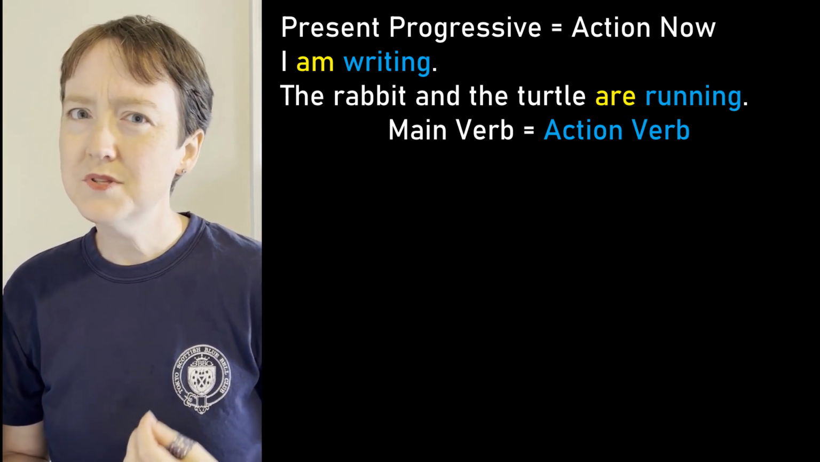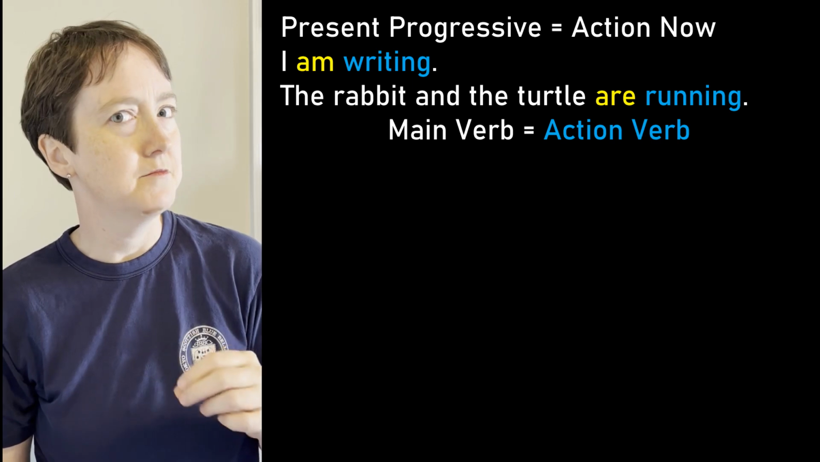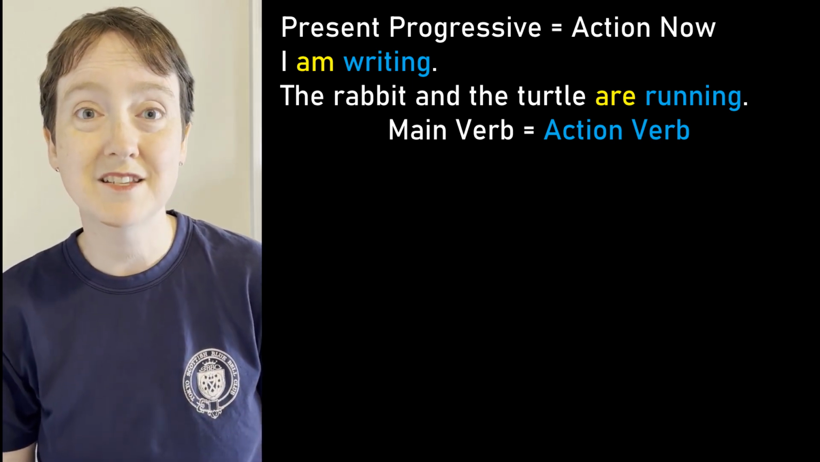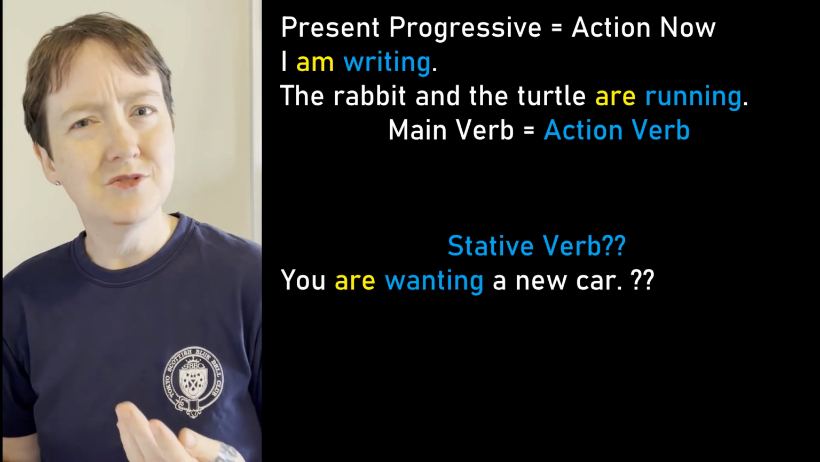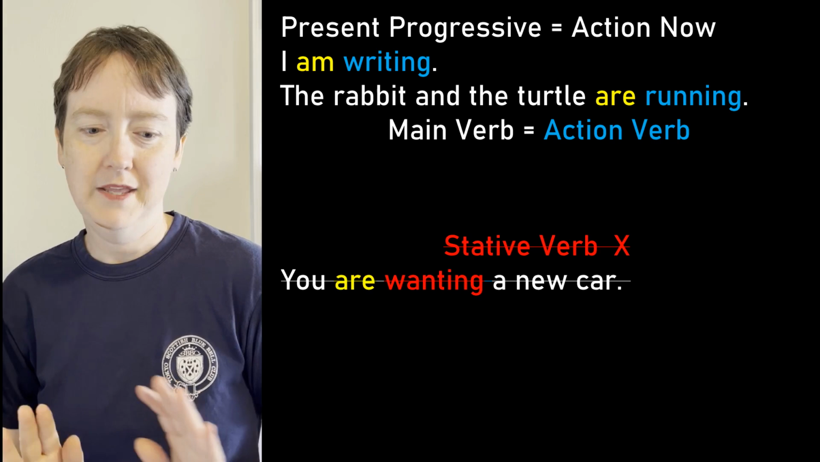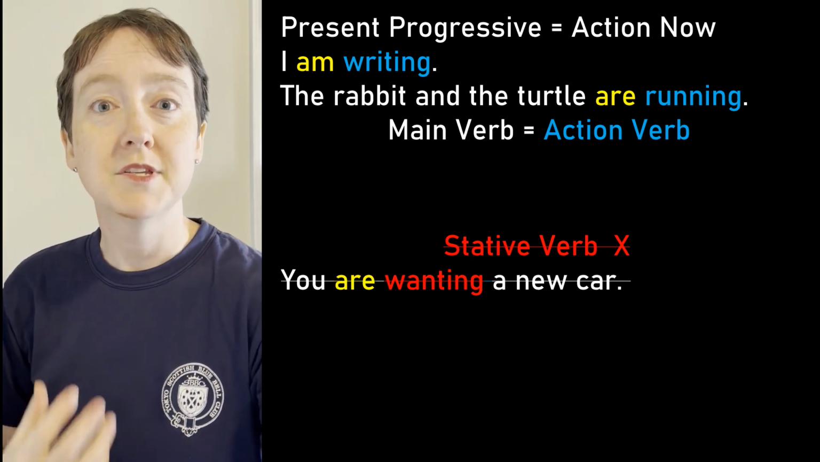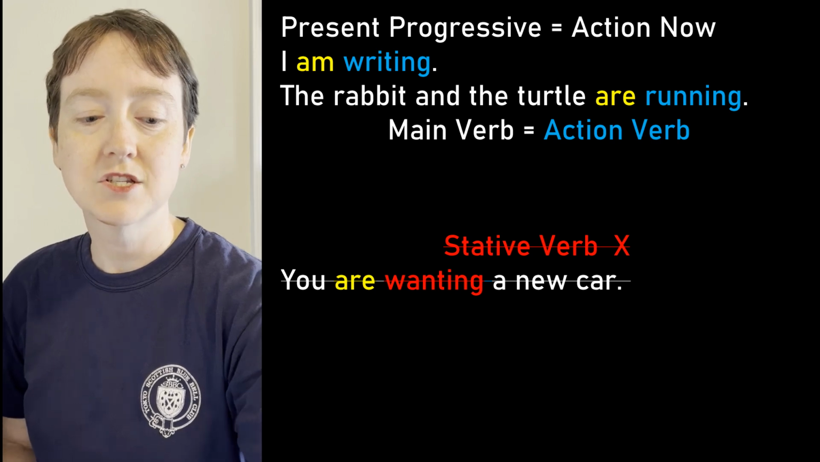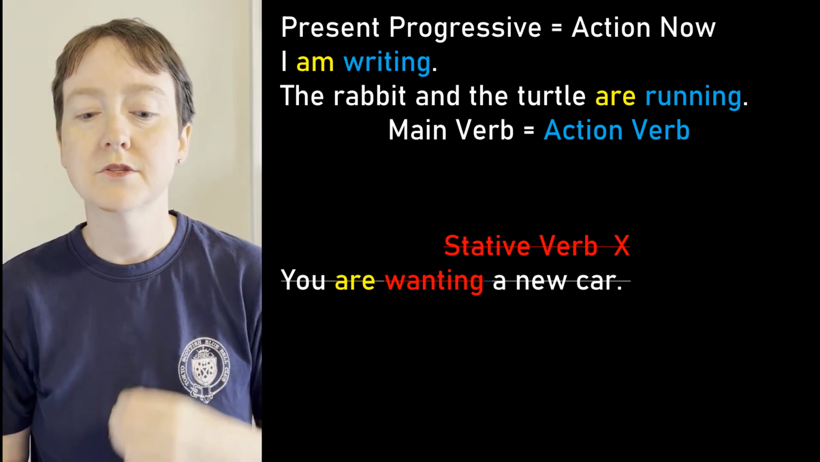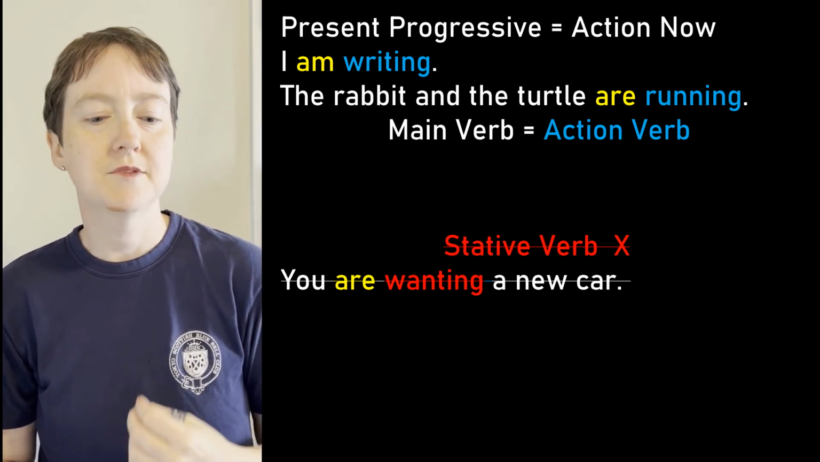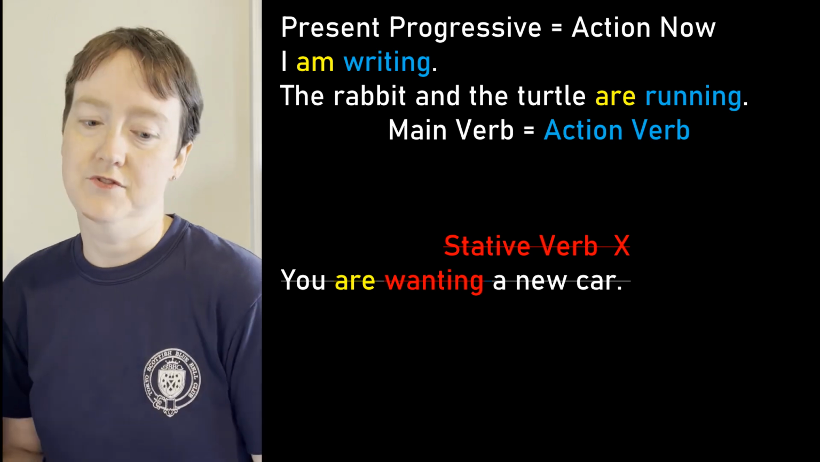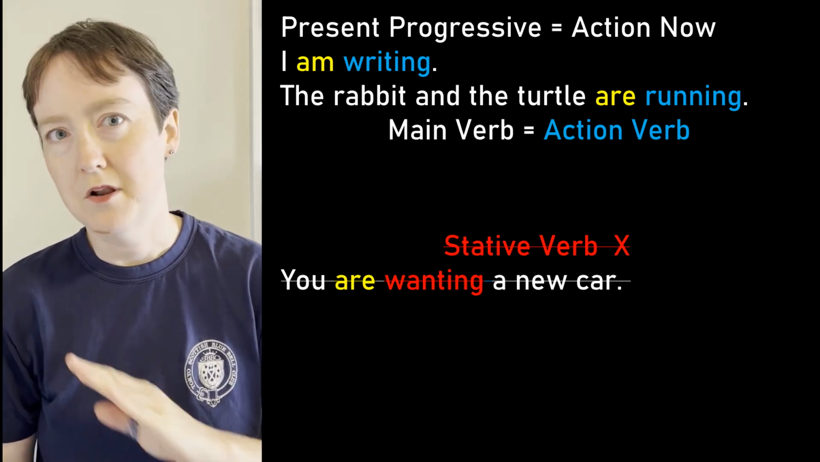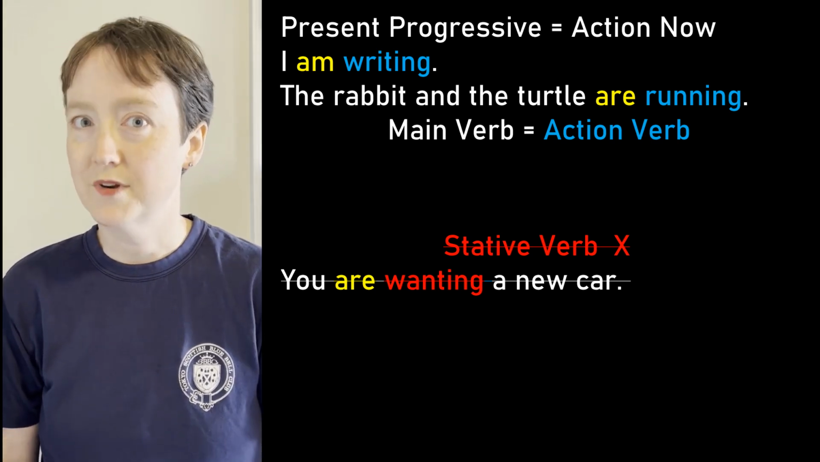So can I use a stative verb as the main verb in present progressive? Can I say, you are wanting a new car? No, I cannot do that. Present progressive tells an action that you are doing now. So the main verb, the present participle with ing, must be an action verb. Stative verbs cannot be used in the present progressive tense.